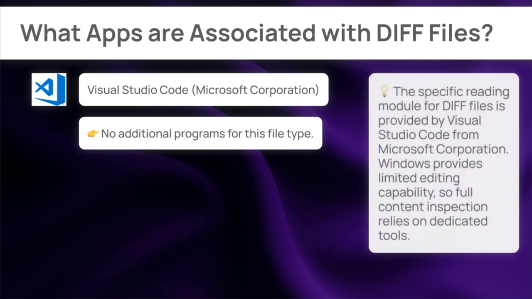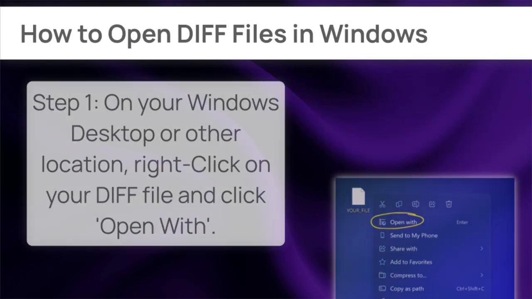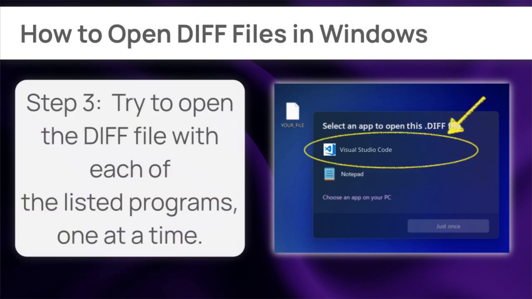Windows provides limited editing capability, so full content inspection relies on dedicated tools. Windows can open scripts for review, but running them depends on compatible tools. Your quick fix starts here. Right-click the DIFF file and choose Open With. If Visual Studio Code is installed, test it immediately. If not, select a different option.